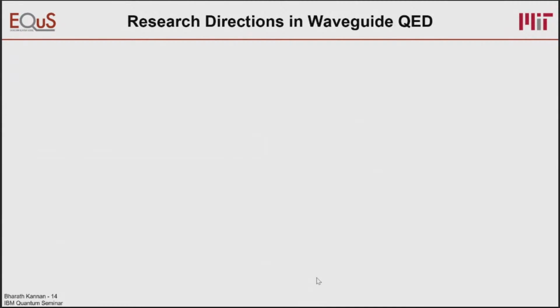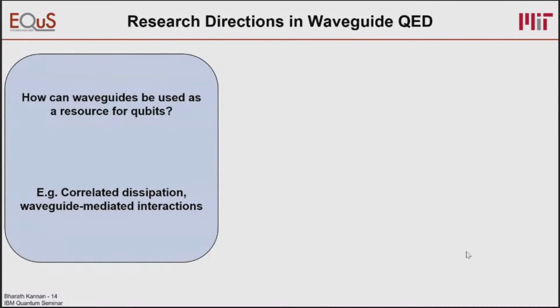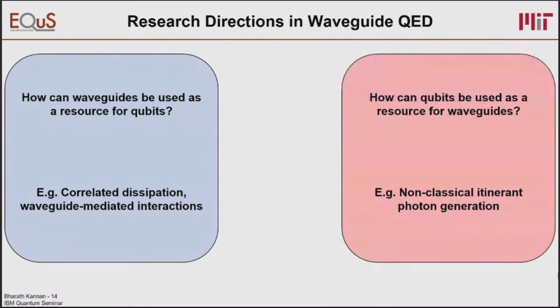And so with that, you can now consider, what are some of the research directions which take advantage of these phenomena that I've just shown you in Waveguide QED. There are two questions that I typically like to ask myself. The first question is, how can waveguides be used as a resource for qubits? Examples of solutions to this question would be things like trying to take advantage of this correlated dissipation or trying to use this waveguide-mediated interaction in some interesting way. Alternatively, you can also ask the question, how can the qubits be used as a resource for waveguides? The solution to this kind of question falls more under the lines of, for example, using the qubits to generate some kind of non-classical itinerant photon with some interesting state that can be applied, for example, to quantum communication.